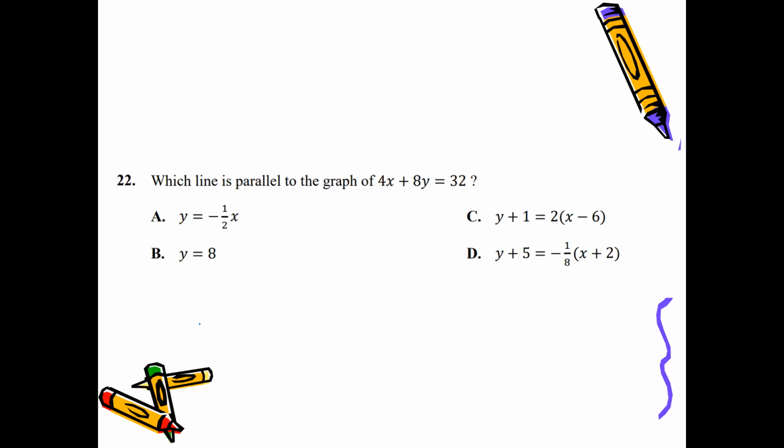All right, number 22. So I'm gonna give you guys a moment, highlight the important information there. Okay, so the first thing that I notice here is the word parallel, okay? What does it mean by parallel? Parallel means to have the same slope for that graph, okay? So let's go ahead and solve for this graph. So if I need to solve for this graph, I have to solve for y. So I'm gonna take the x, move it over here to the right side. 8y equals negative 4x plus 32.